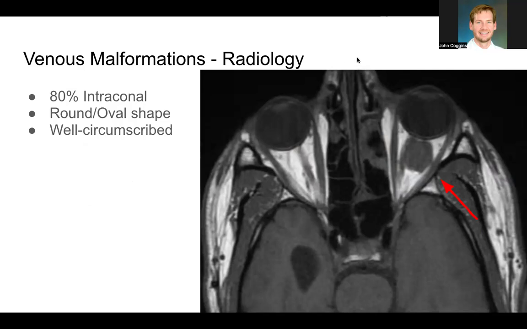On a scan, you're going to see a round or oval shaped mass. It's usually isoechoic with the muscles within the eye. About 80% are intraconal, which you can see in this imaging here, and they're typically well circumscribed.